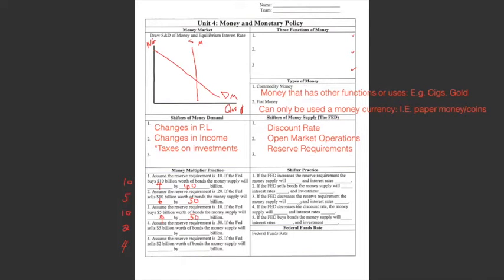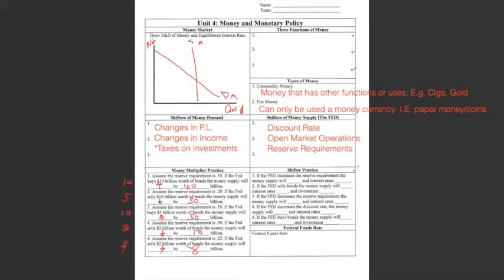Okay, assume the reserve requirement is 50. I keep reading that. The Fed sells, so that's going to decrease 5 billion, and our multiplier is 2. That means my answer is 10 billion, and here the Fed sells 2 billion, which decreases it. 2 times 4 is 8. That's how we got those answers right there.